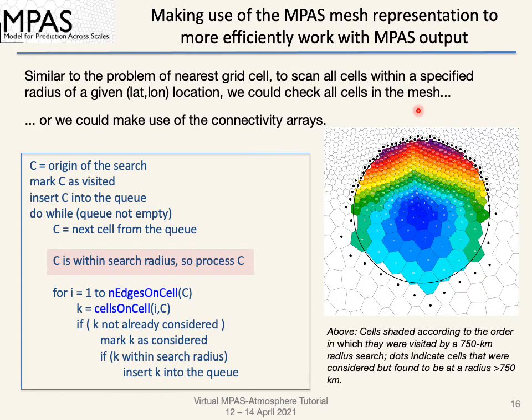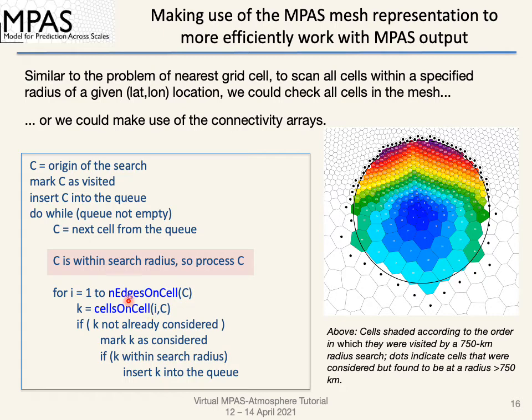So our algorithm works in the following way. Firstly, it makes use of a data structure called a queue, and a queue is just what's called a first in, first out data structure. So you can add elements to the queue, and when you pull elements out of the queue, they come out in the same order that they were inserted, just like the queue at a grocery store, for example. And as with the previous algorithm, this new algorithm is going to make use of this n edges on cell array and this cells on cell array.